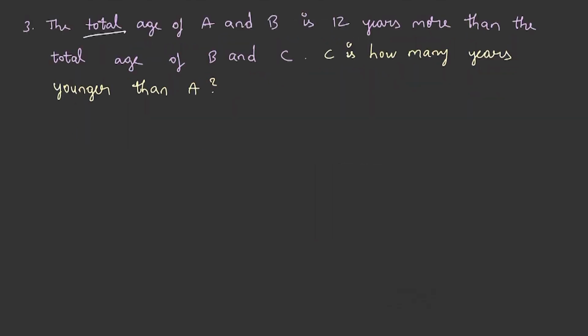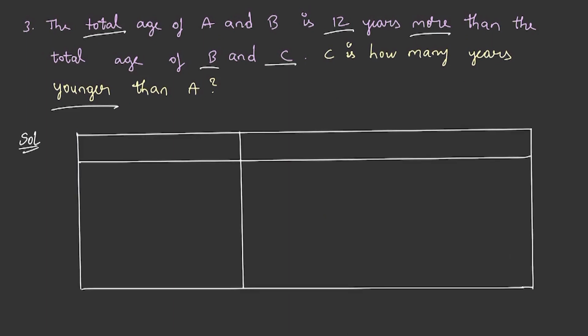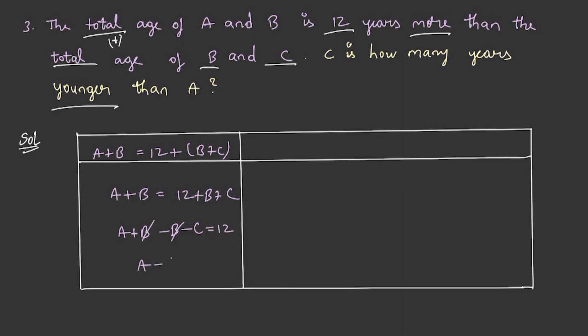The total age of A and B is 12 years more than the total age of B and C. C is how many years younger than A? To solve this, let's drop the first statement in the first column. It states that the total age of A and B is 12 years more than the total age of B and C. Here, total means you have to add. So A plus B is equal to 12 plus B plus C. That is what it suggests. Therefore, A plus B minus C is equal to 12. A minus C is equal to 12.